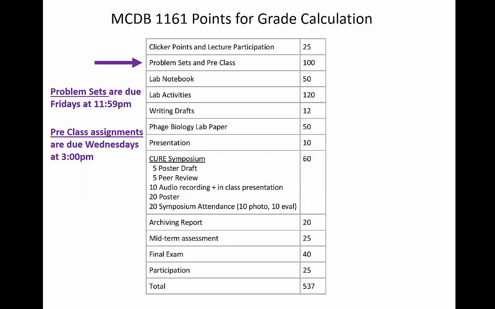Pre-class assignments cover assigned reading material for each week and are due right before lecture on Wednesdays at 3 p.m. There are 12 pre-class assignments, each worth 3 points, and your best 10 scores count towards your grade.